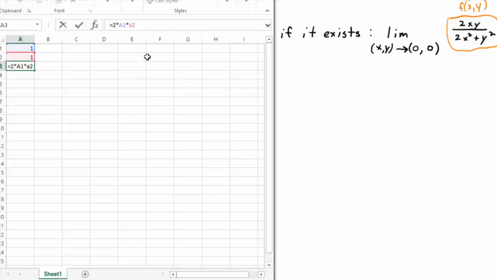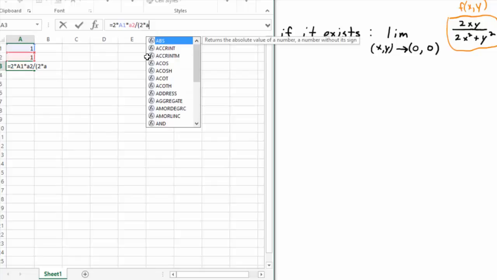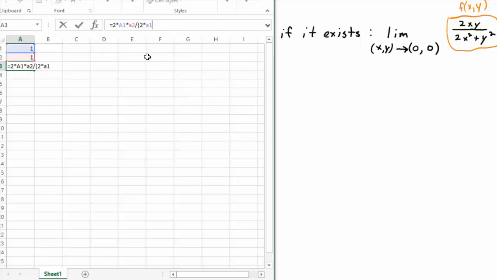So I need to divide by a quantity, so I have to put in parentheses here. Okay, 2x squared. Well, that's 2 times A1 squared. So that's the caret, shift 6, 2. So it's like calculator notation there. And then plus y squared. Sorry, that would be A2 squared. Sorry about that. A2 squared. Okay, so that looks right to me.